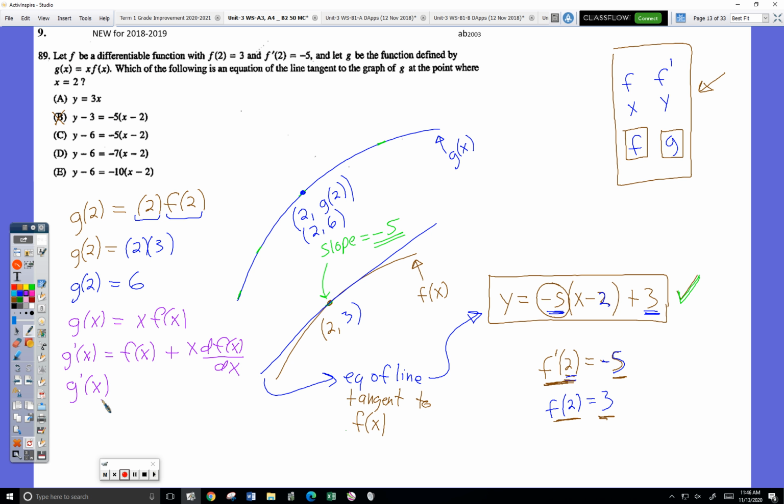Ellie, please. g prime of x equals f of x plus x and then f prime.